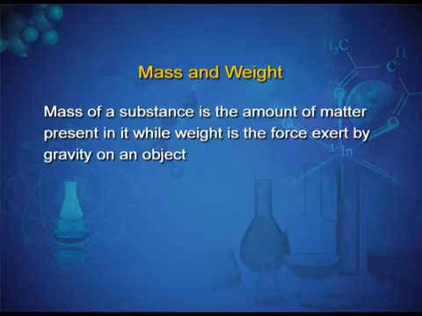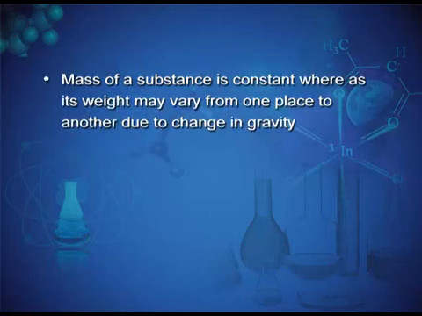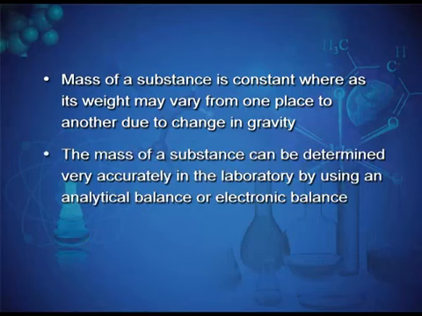Mass and weight. Mass of a substance is the amount of matter present in it, while weight is the force exerted by gravity on an object. Mass of a substance is constant, whereas its weight may vary from one place to another due to the change in gravity. The mass of a substance can be determined very accurately in the laboratory by using an analytical balance or electronic balance.